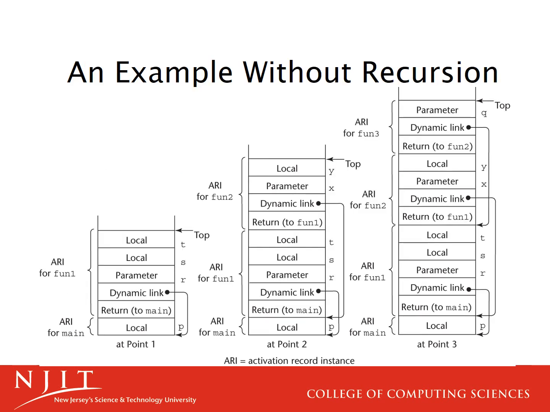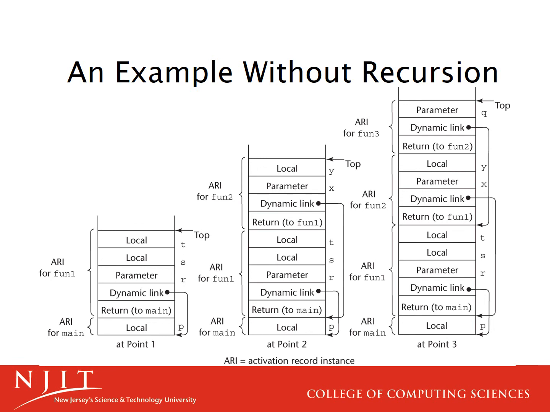calls fun1. So you can see the activation record instance, the ARI, for fun1 has a dynamic link which points to the top of the activation record for main. It's got parameters and locals. Then fun1 calls fun2. So you see the activation record for fun2 is at the top of the stack. The dynamic link in fun2's activation record points to the beginning of the activation record for its caller. And you've got your parameters and your locals.